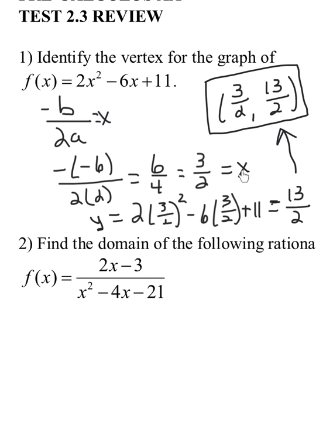All right, so then I'm going to take that value, 3 halves, and plug it back into my function where the x is, and solve for y, because I want to know the y value for my vertex. So I plug this 3 halves back into x and simplify. I just put this in my calculator, and I got 13 halves. So 13 halves is my y value for my vertex. And that's all you have to do to get the vertex.